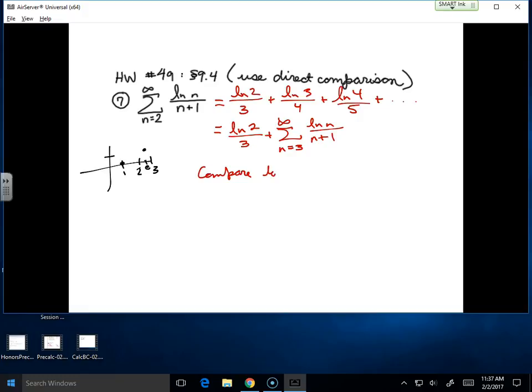Wait, isn't ln of 4 more than 1? Yeah, so I'm using 1 over and saying it's going to be smaller, but 1 over who? n plus 1, that's what I did. So that'd be 1 over 3 instead of 1 over 4. Wait a minute, is that smaller or bigger? No, it's smaller. Because the top one, you're going to have ln of 3 over 4, a little more than 1/4. 1 is smaller than ln of 3, and 3 is smaller than ln of 4.